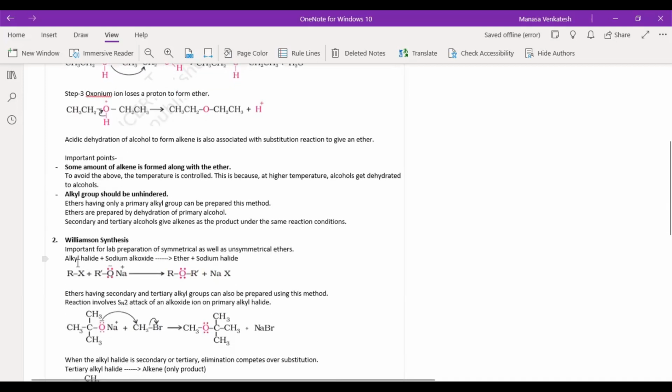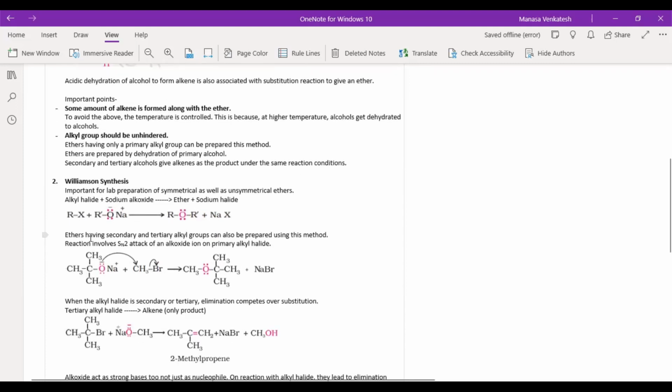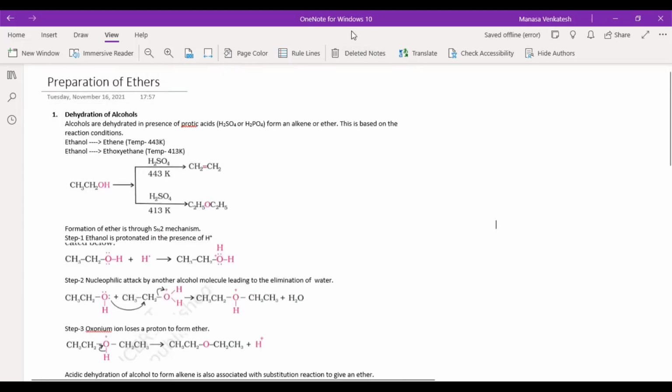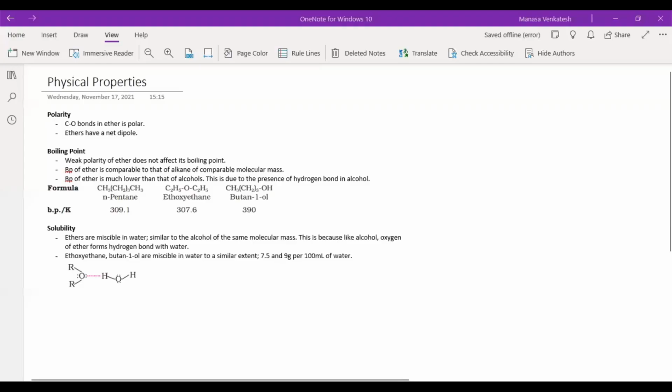Williamson synthesis: basically an alkyl halide reacts with sodium alkoxide to give us ether plus sodium halide. In this case, you can have a tertiary alkyl group for the ether, but remember, it's only the alkoxide which can have a secondary or tertiary group. If it's the alkyl halide which has a secondary or tertiary group, it leads to the formation of an elimination product. We are getting an alkene instead of an ether. The alkoxide acts as a strong base, not just as a nucleophile, and because of that, we're getting the alkene. Phenols are converted to ethers using the same method. With that, we're done with the preparation of ethers.